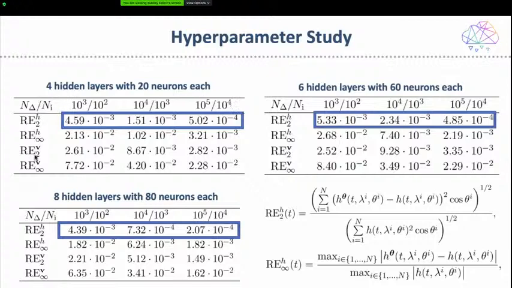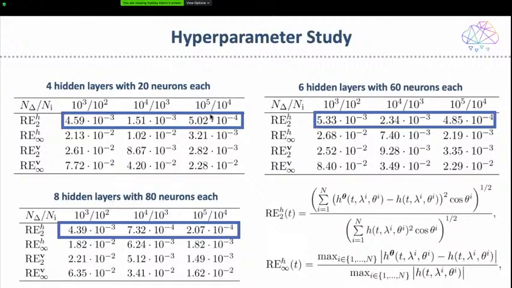And vertically, you see the linear 2 norm for the relative error of h and for v, and then also the maximum error, which are described by these terms. But I want to go into detail about this. What you can see in all these cases is that the network architecture increases: here we have 4 layers with 20 neurons, 6 with 60 neurons, and here 8 with 80 neurons.